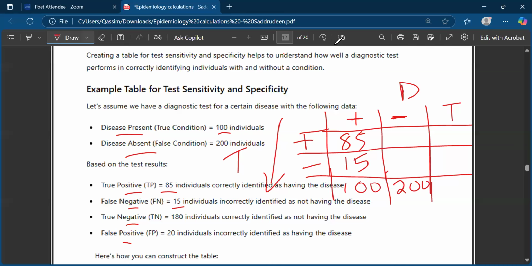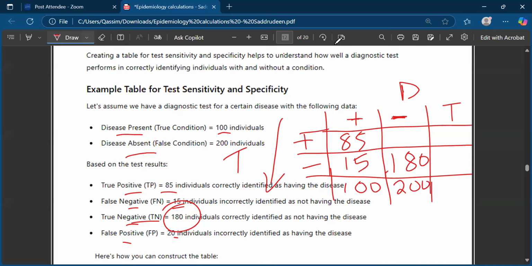True negative means you're tested for HIV, you don't have HIV, and you also tested negative. It means two negatives, isn't it? True negative means you have two negatives. You don't have the disease, and you also tested negative for the disease. Where are we going to put these 180 individuals? Down here. Because for this box, you can see there is negative above, there is negative. It's like a Sudoku. I don't know if you guys have played Sudoku.